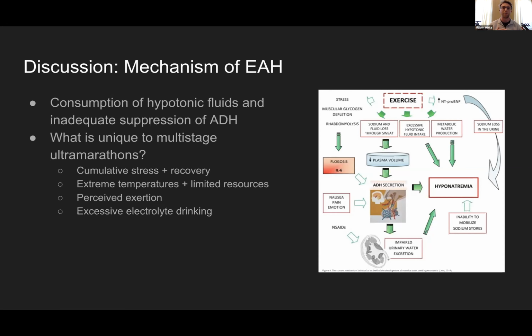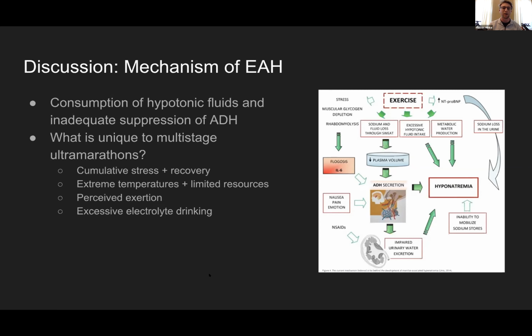First off, we'll have a drop in sodium levels just through losing it through sweat. And that will cause a decrease in plasma volume, leading to increased ADH secretion. Additionally, you'll have stress from running back to back to back to back marathons. So significant amount of glycogen depletion, rhabdomyolysis. That will cause an increase in IL-6, which can increase your ADH. And then you also have some non-osmotic features such as nausea, pain, things like that, leading to an increase in ADH secretion.